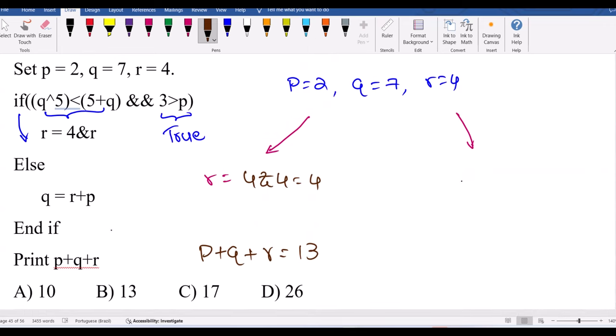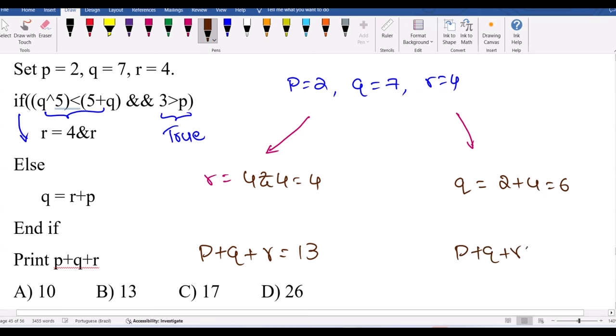If this is failed, I need to update Q value. Q value is R plus P. R is 4, P is 2, so Q becomes 6. Then P plus Q plus R is 2 plus 6 plus 4, 12. 12 is not there. So answer is B. Only one among these is available.